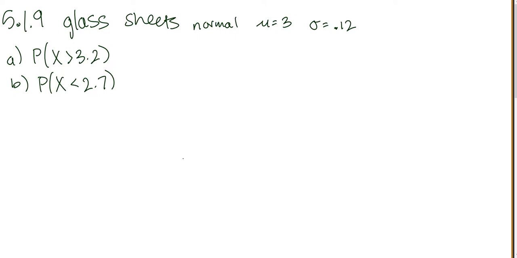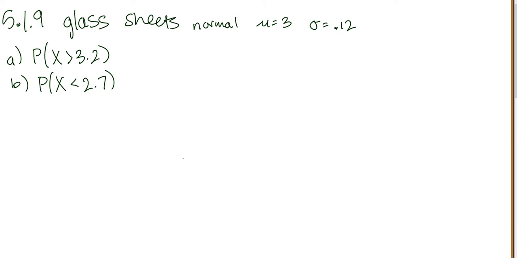This is 5.1.9, and it tells us that the thicknesses of glass sheets produced by a certain process are normally distributed. Notice when I do these problems, I always write down the information they give me, especially using the symbols. So it's normally distributed with a mean, mu equals 3, and a standard deviation, notice it gave a standard deviation and not variance, of 0.12.